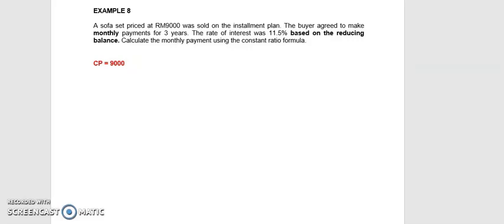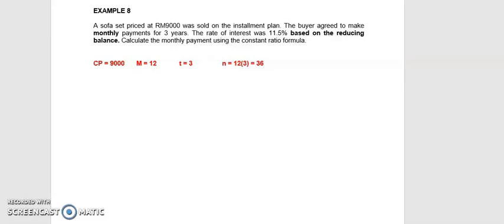So if monthly payments, automatically value M here equals 12. 1 year equals 12 months, so M equals 12. For 3 years, so T equals 3. So we need to pay every month for 3 years. So how many number of payments, N? Every year equals 12 months. So if we need to pay for 3 years, 12 times 3, which is 36.